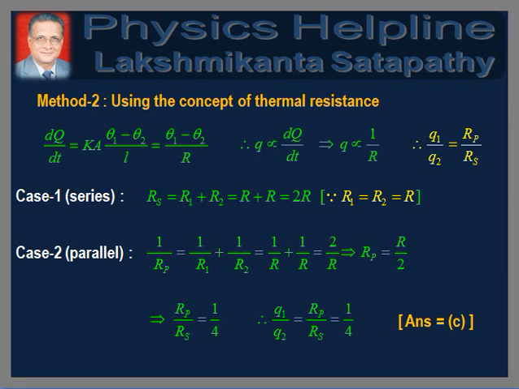In the first case, we have R and R in series. Therefore, Rs is equal to R plus R, which is equal to 2R. And in the second case, we have R and R in parallel. Therefore, Rp is equal to R by 2. Now, Q varies as 1 by R. This implies Q1 by Q2 is equal to Rp by Rs, which is equal to 1 by 4. Therefore, the correct option is C. This completes the answer to the question.